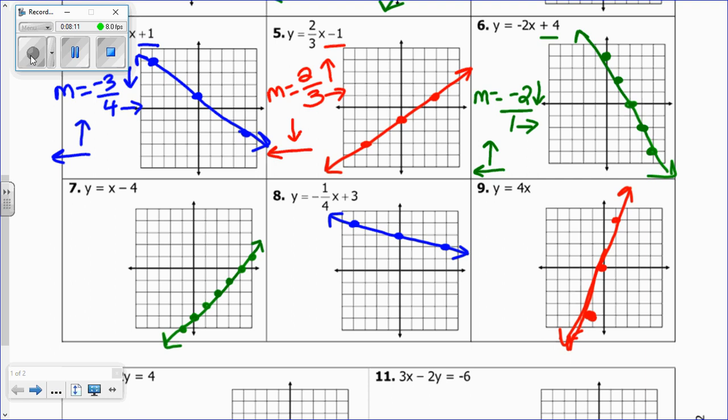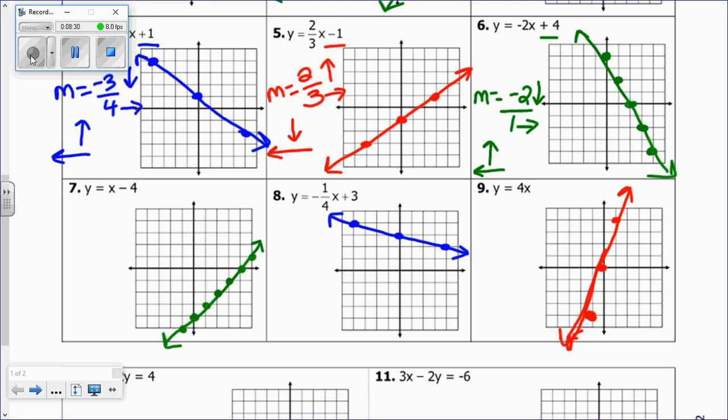In number 8, you had a y-intercept of 3. So I plotted the y-intercept, and then I had a slope of negative 1/4. So I went down 1, right 4. Or I can go up 1, left 4. And because I know I had a negative slope, I can check the graph to make sure the graph actually has a negative slope as well.